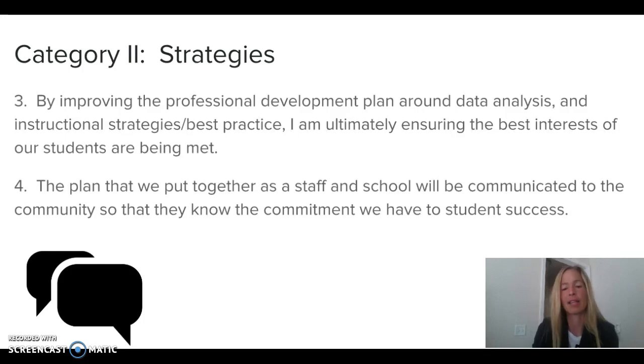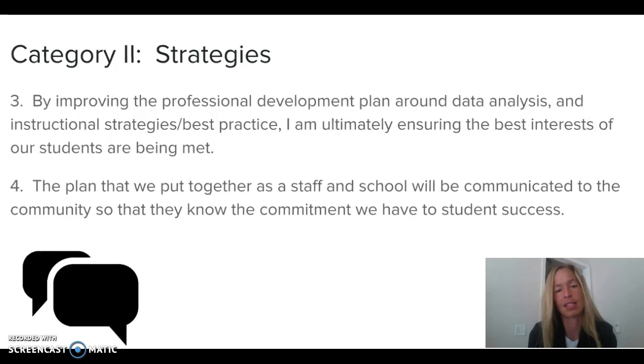The plan that we put together as a staff and school will be communicated to the community so that, again, they are involved as stakeholders and know what our commitment is to student success and improved achievement.